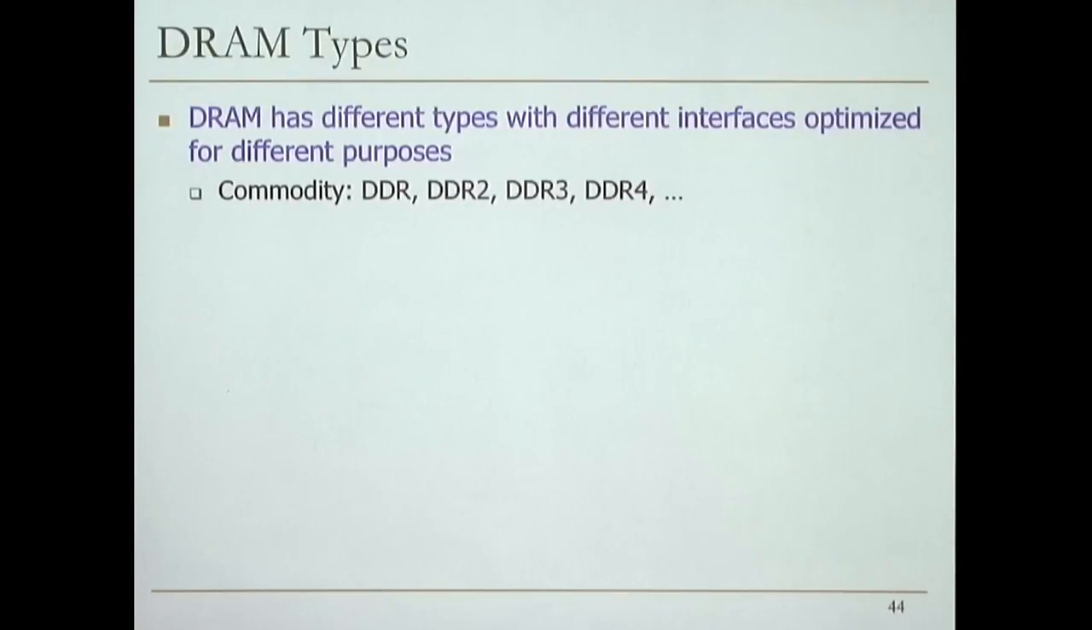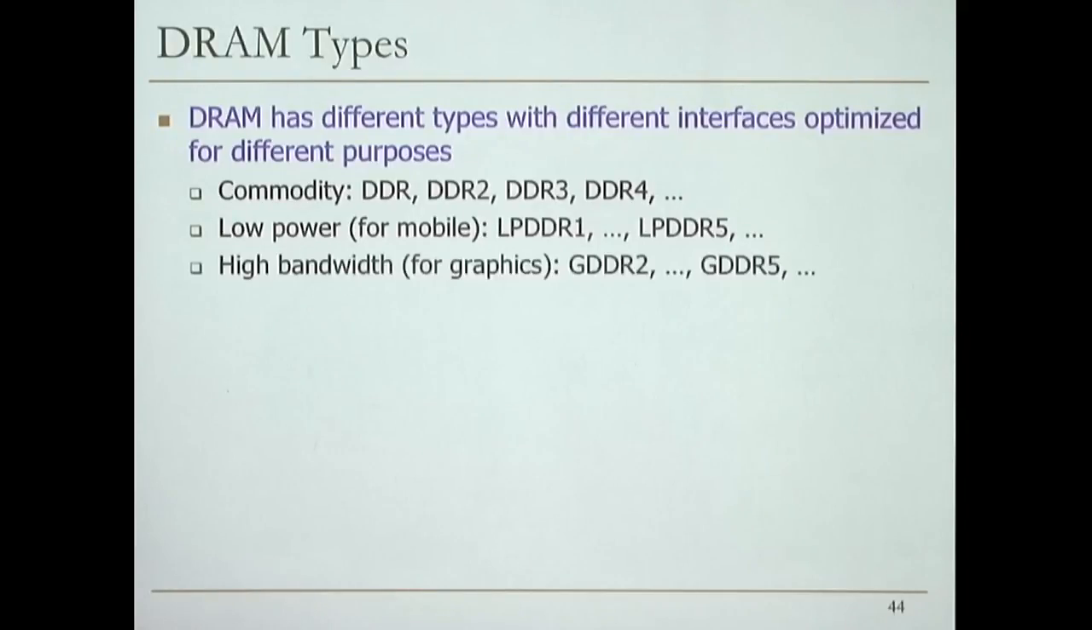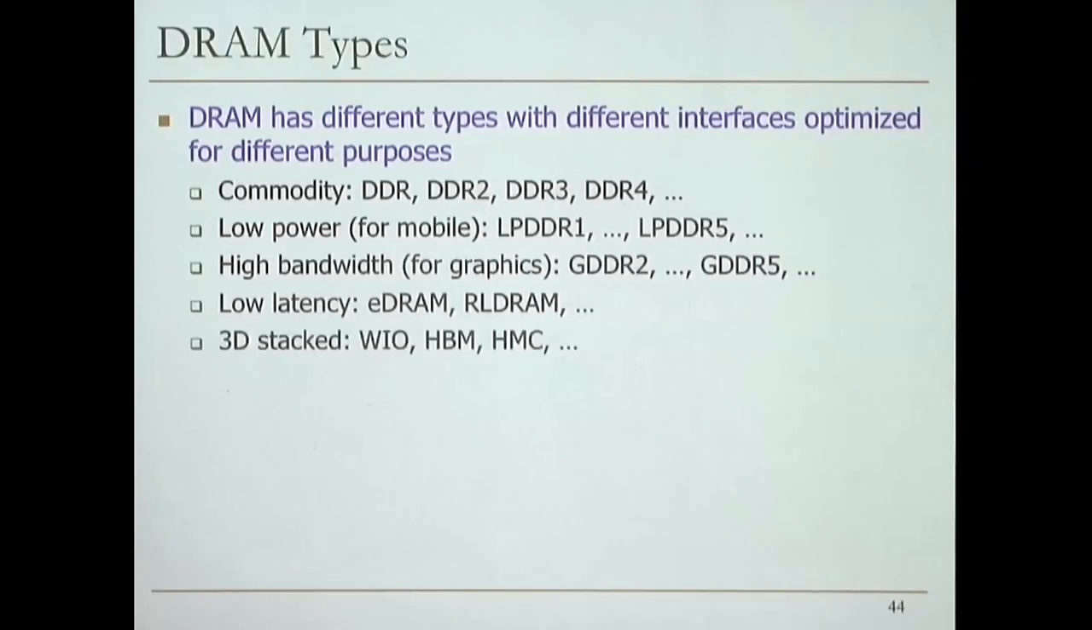Commodity technology is DDR. There are low-power versions of it. There are high-bandwidth versions of it that have been used for graphics for a long time, so that you can supply the high-bandwidth demands of graphics processors. That's why it's called GDDR, graphics DDR. There are low-latency versions of it, embedded DRAM, reduced latency DRAM, and some things we're going to talk about later on. There are 3D stack versions where you have a logic layer underneath the memory layers connected somehow. And we'll talk about that. And this is actually increasing.